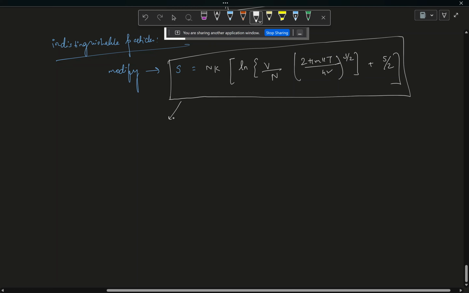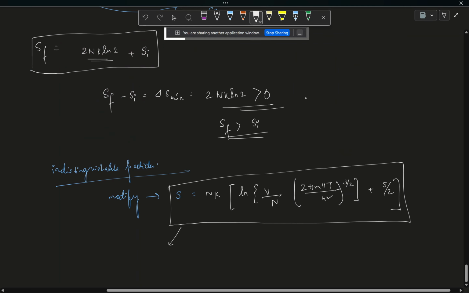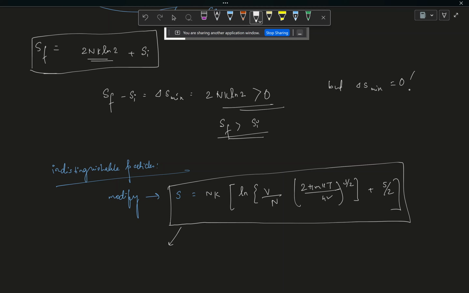Okay, now following this, let us check whether the paradox is resolved or not. Here what I said is that delta S mix for identical gas mixing should be 0, but this is coming as non-zero. So this is the idea of the paradox. And how to resolve this?